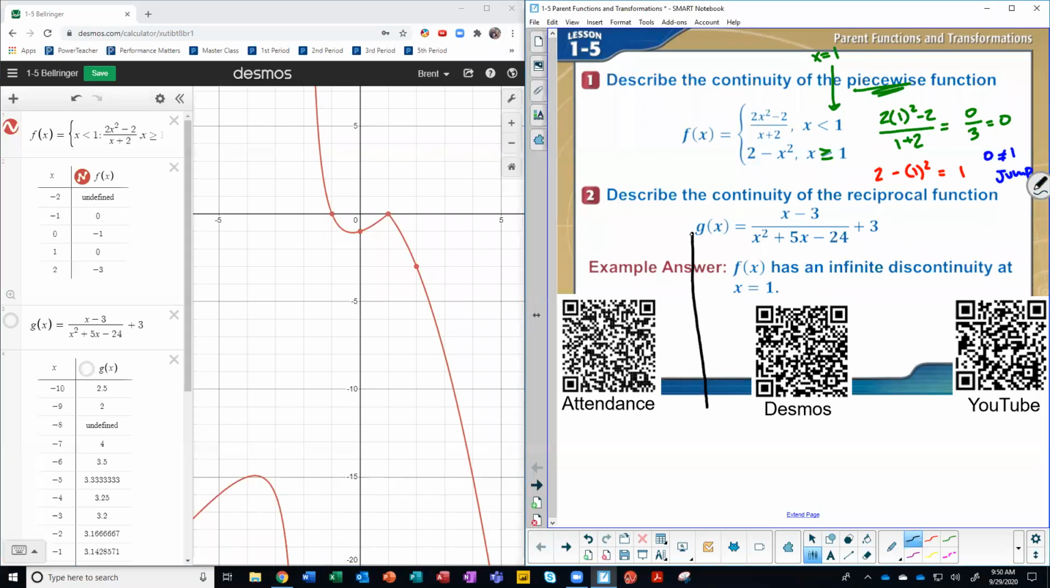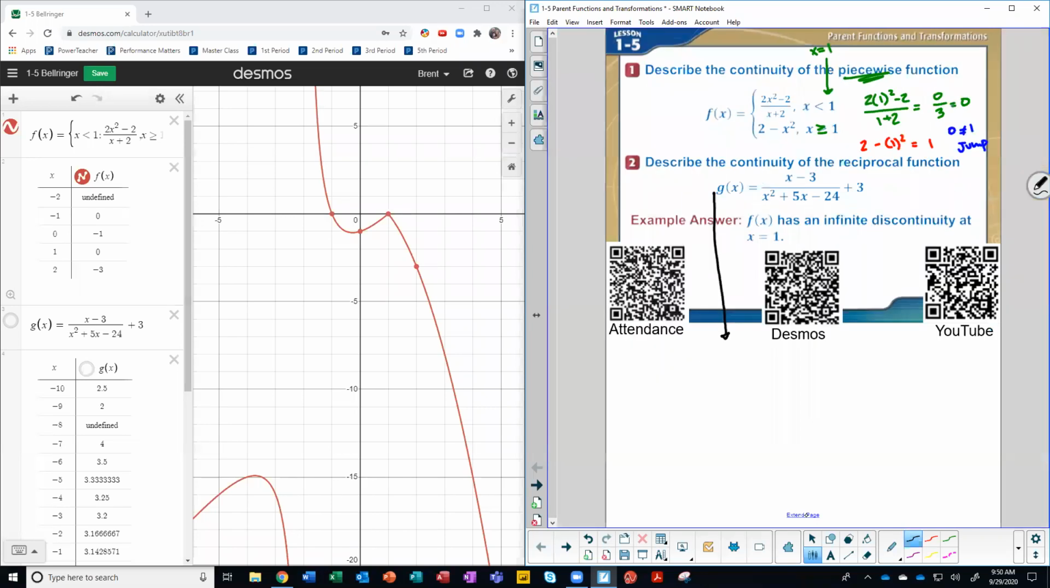This is where we need to factor. A removable discontinuity occurs whenever you can cancel a factor. So g of x, let me start here. I'm going to factor the denominator. In our first lesson in the school year, we talked about how to factor trinomials. I use the terms a times c and b, where a is the number of x squareds, which in this case is 1. A equals 1. B is 5. And c is negative 24.